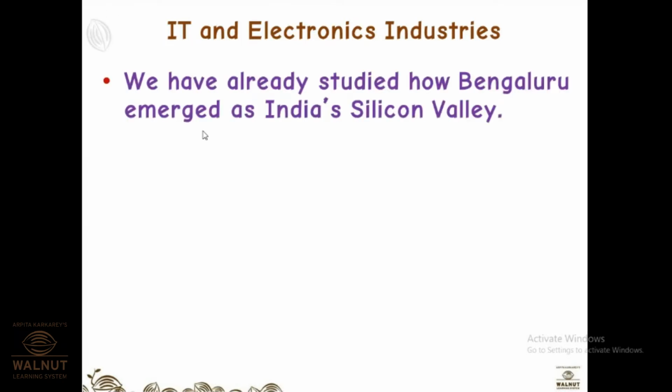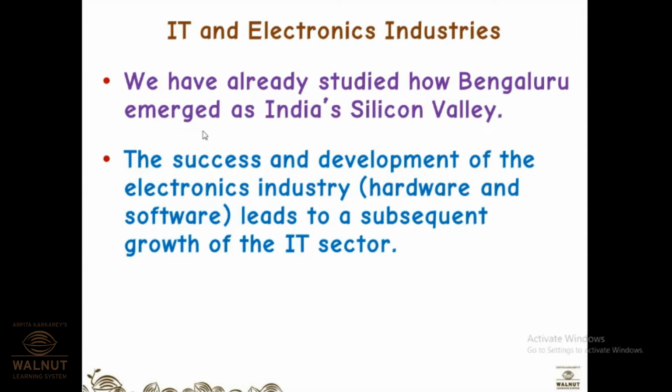We have already studied how Bengaluru emerged as India's Silicon Valley. So what happens here in the Silicon Valley of India? It has more companies which are related to information technology. That is the reason the name is taken from the US Silicon Valley, and it is set up in Bengaluru in India. The success and development of the electronic sector leads to a subsequent growth of the IT sector. So it is a related industry.